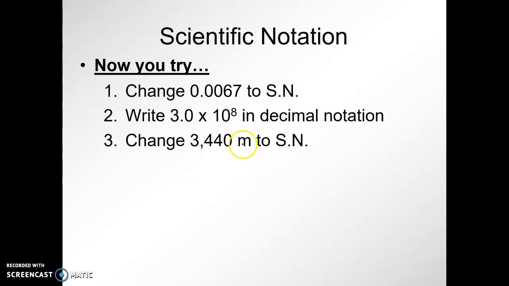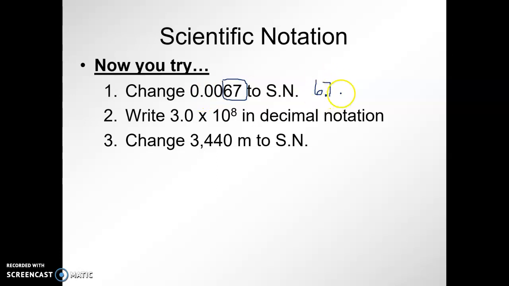So now we're going to try these numbers. So you can pause the video, try them yourself, and then I'll go over the explanation. So let's look at number 1. You're going to change 0.0067 to scientific notation. So again, we need our coefficient. This is our coefficient. It can't be 67 because again, it has to be less than 10. So it has to be 6.7.